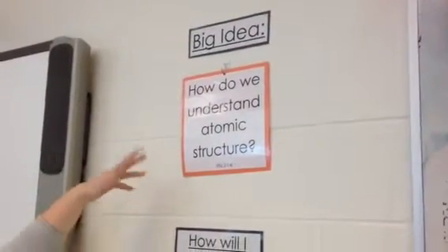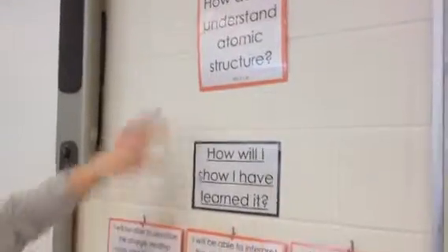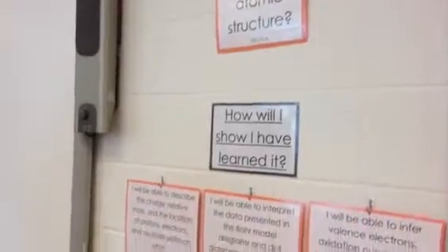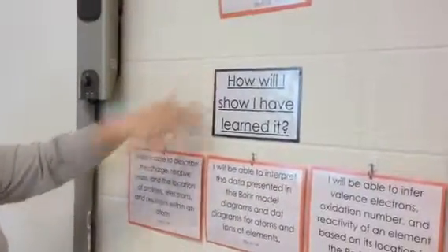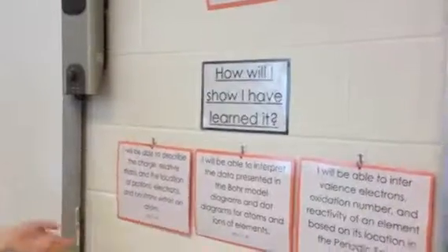So, for example, how do we understand atomic structure? In physical science, there's a whole unit on atomic structure. So this obviously would stay up there for the entire unit. And then I've got 3 different objectives here. So how will I show I've learned it would be their objectives for each day. So I will come over here and maybe put up 1 or 2 every day.